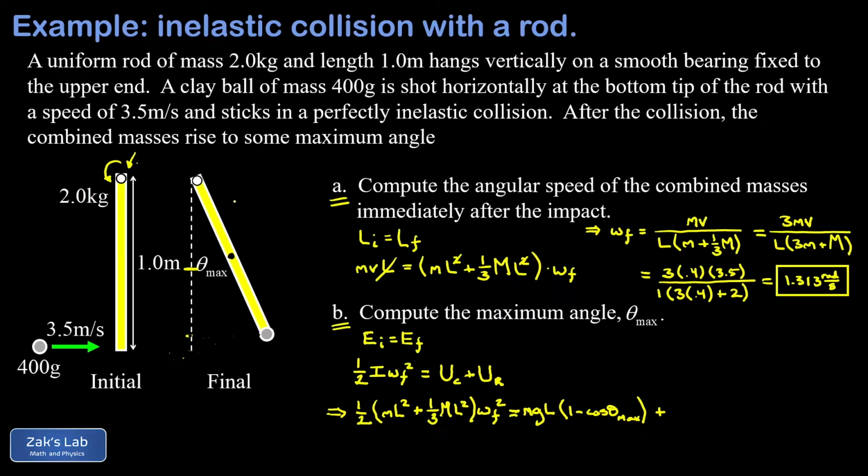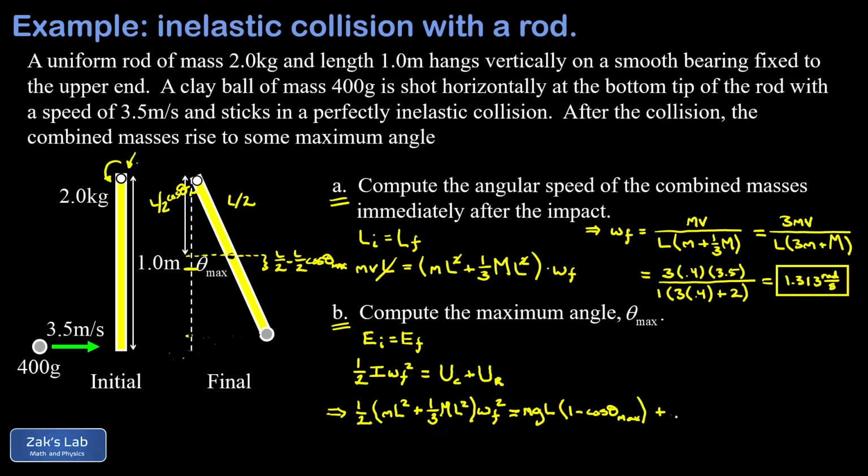The length from the hinge to the center of mass is L over 2 because this is a uniform rod. And we're interested in finding the final height of that center of mass. We build this right triangle with a hypotenuse of L over 2, and that means the length of this segment is L over 2 cosine of theta max. So this little change in height is L over 2 minus L over 2 cosine theta max. It's basically the same trick, just with half the length.